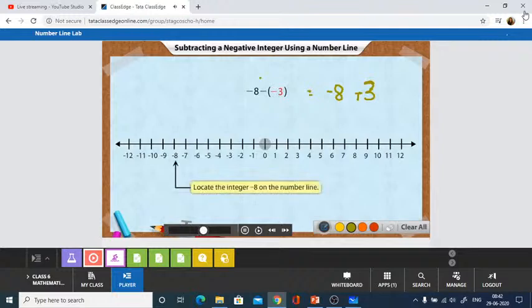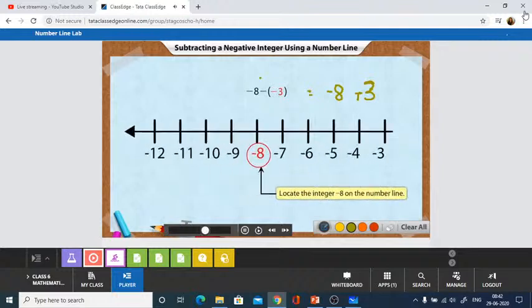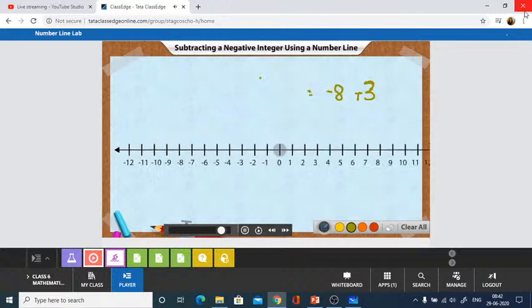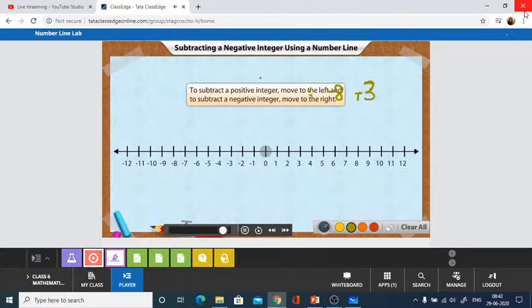So, locate the integer negative 8 on the number line. Since negative 3 has to be subtracted, move 3 units to the right from negative 8. You can see that the arrows end at the integer negative 5. Thus, negative 8 minus negative 3 is negative 5. So, to subtract a positive integer, move to the left, and to subtract a negative integer, move to the right.